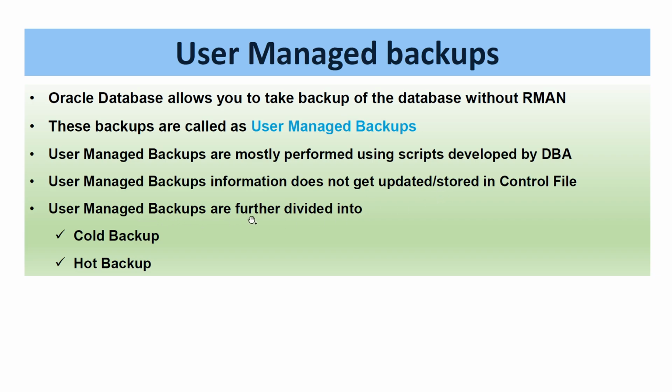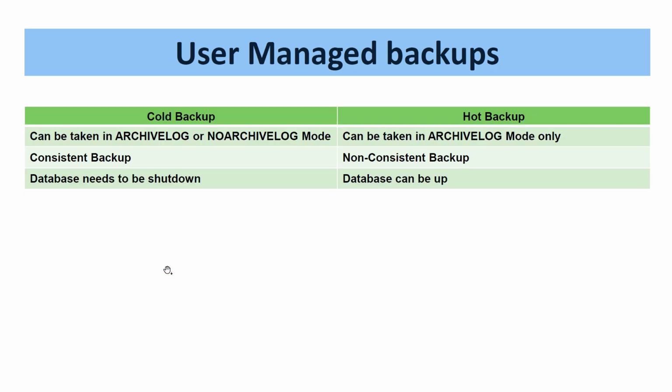User managed backups are further divided into cold backup and hot backup. Let's understand the difference between cold backup and hot backup. Cold backup can be taken in archive log or no archive log mode. It is also called a consistent backup. The database needs to be shut down. Hot backup can be taken in archive log mode only. It is a non-consistent backup and the database can be up while performing the hot backup.